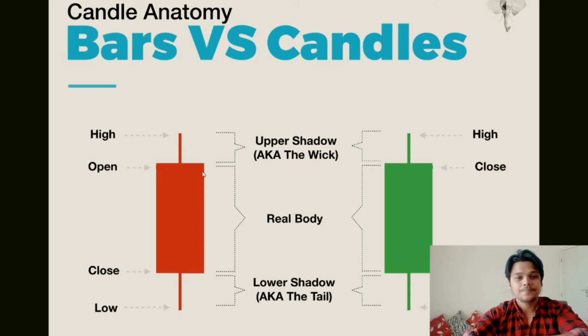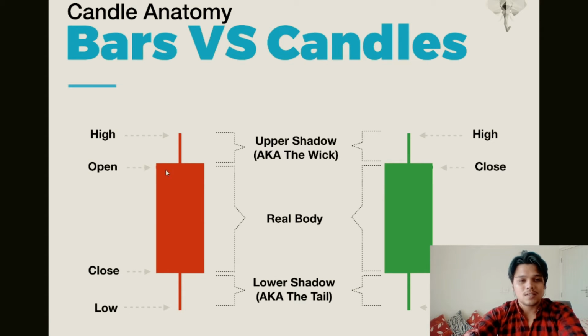So here you can see this big green part, this big red part and this big green part. So this is the body of the candle. This is the opening price, this is the closing price, this is the lowest price, and this is the highest price. So what are this open, close, low, high? Okay, so we'll discuss that.